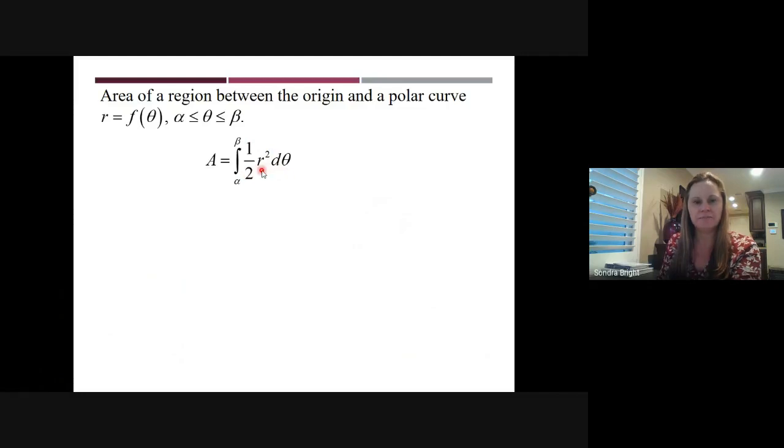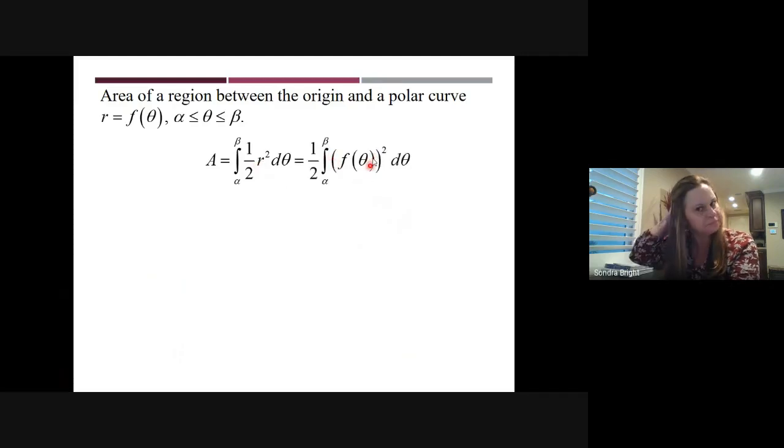Now keep in mind your r is going to be defined in terms of some function of theta. So I'm going to replace that r with f of theta. Whatever rule they give me for r, whatever that equation is, that's what you're going to plug in here and you're going to square it. I pulled the 1/2 out front, and then we're going to integrate it with respect to theta.